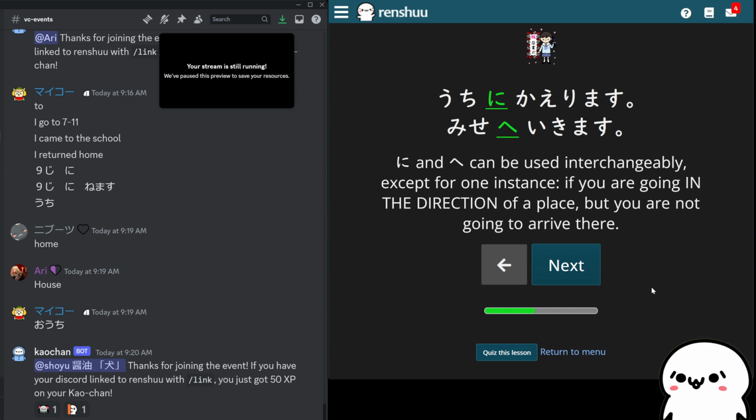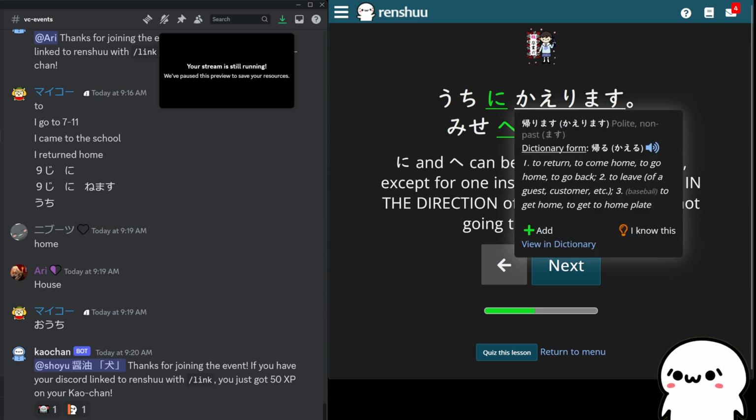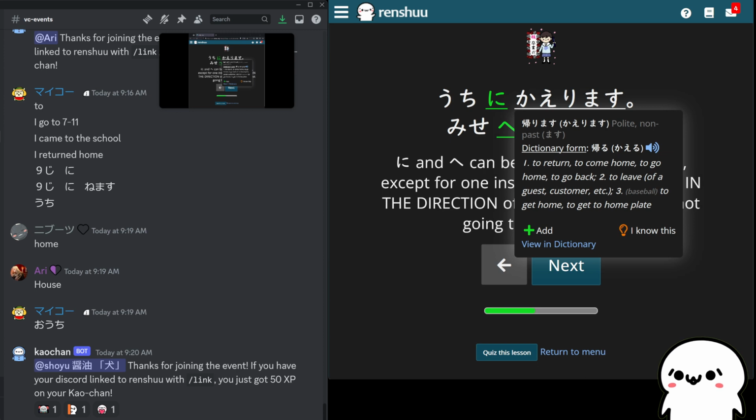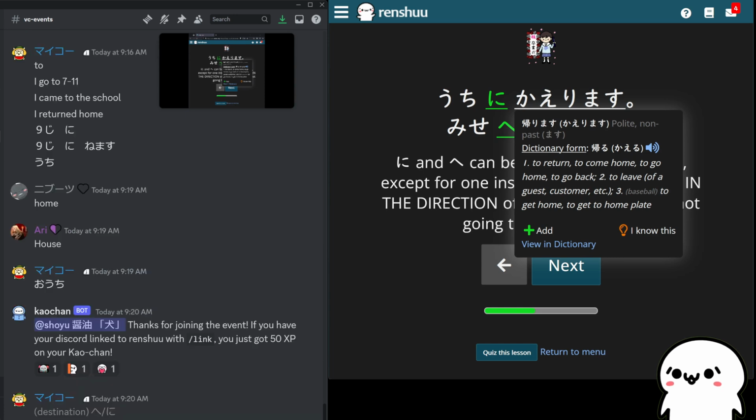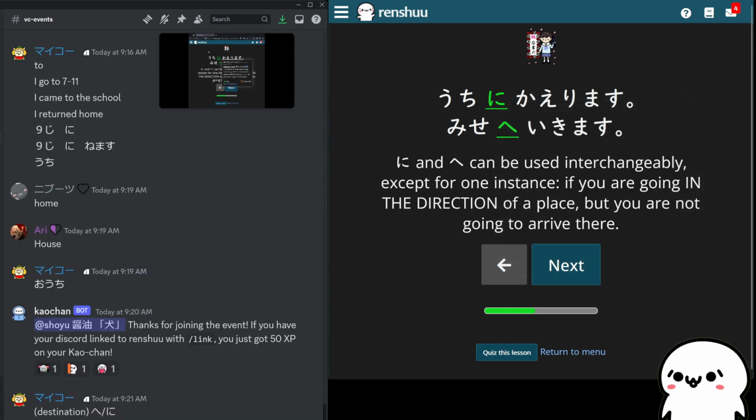But if you're pointing at a destination, you can use ni and you can use e. So I'm going to type that out. It's not written exactly in here. So you can do this. If you're marking the destination, you can use e, you can use ni.